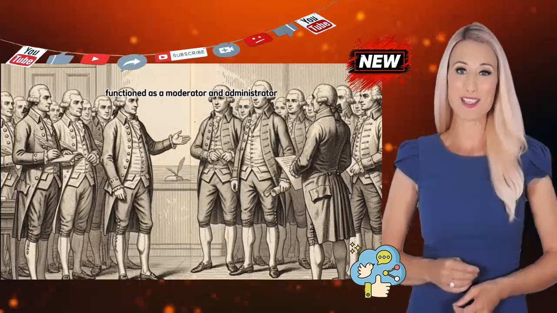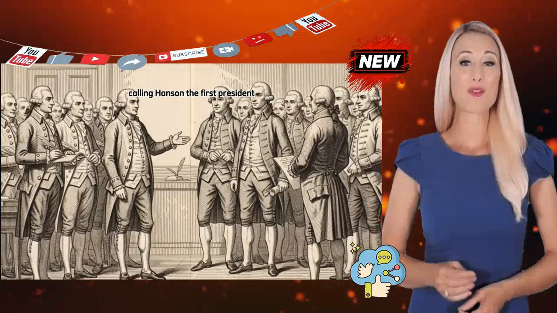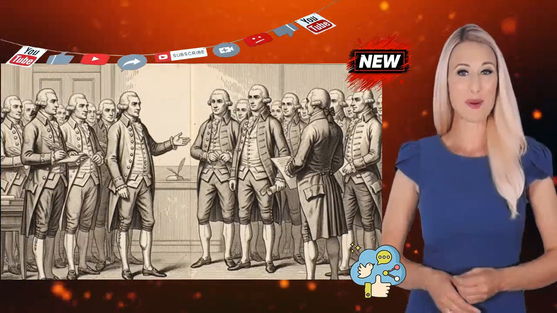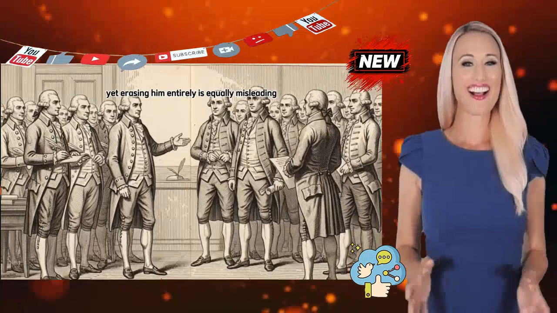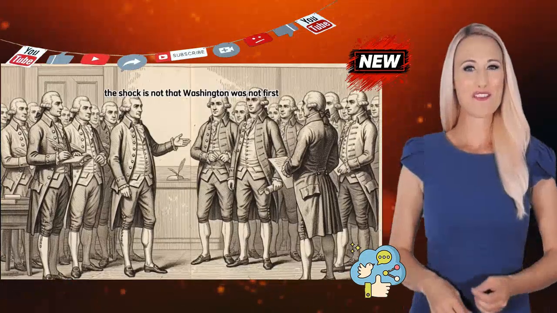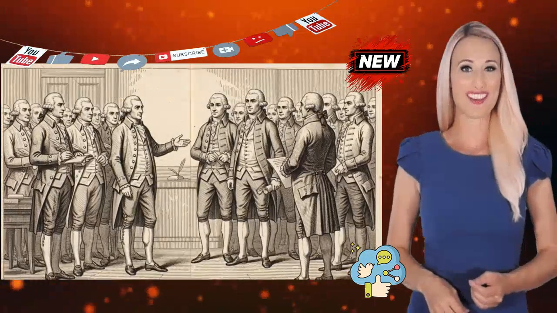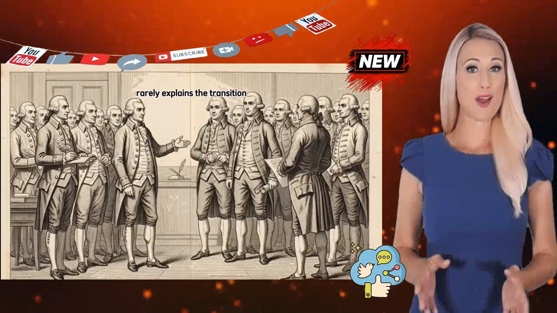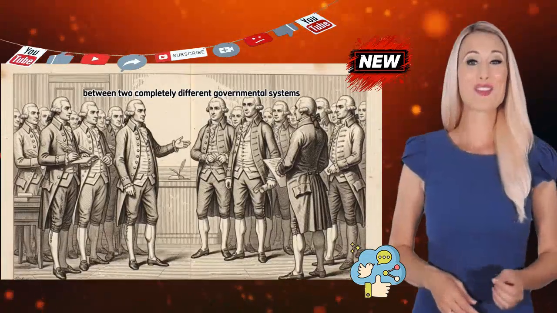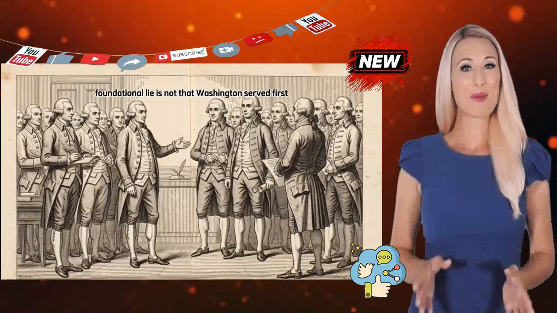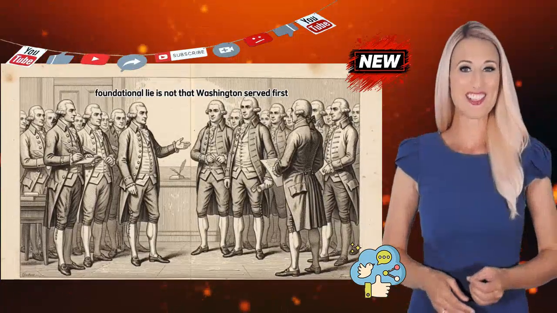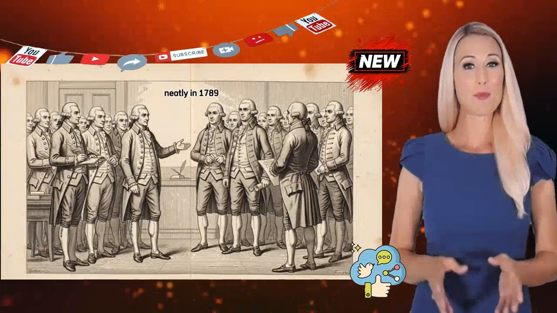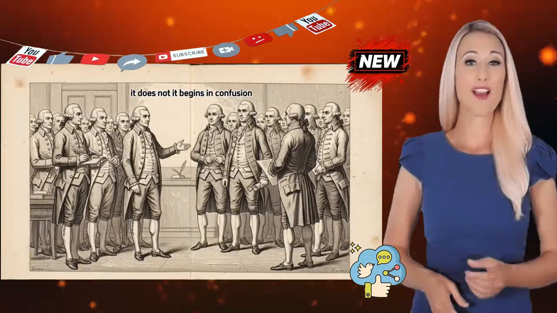Calling Hanson the first president in the same sense as Washington would be misleading. Yet erasing him entirely is equally misleading. The shock is not that Washington was not first. The shock is that American civic education rarely explains the transition between two completely different governmental systems. The real foundational lie is not that Washington served first. It is that the story of American leadership begins neatly in 1789. It does not. It begins in confusion, experiment, and fragility.